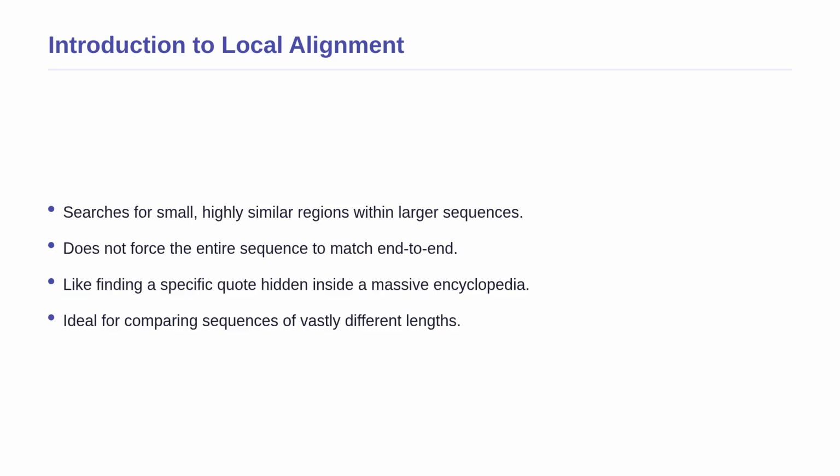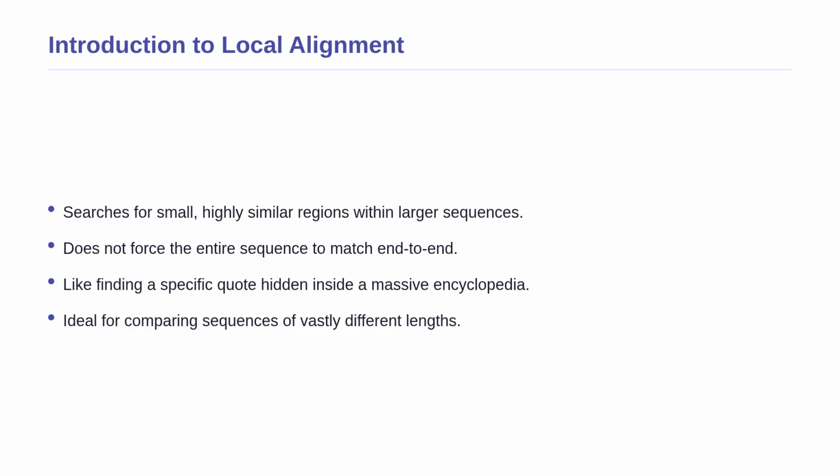Having successfully calculated a global score, let us imagine a completely different scenario. Suppose you are looking for a famous quote hidden somewhere inside a massive encyclopedia. You do not care about aligning the entire encyclopedia to your quote. You only care about finding that one specific matching paragraph. This is the exact intuition behind local alignment.